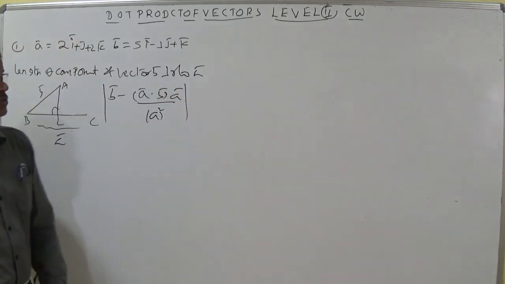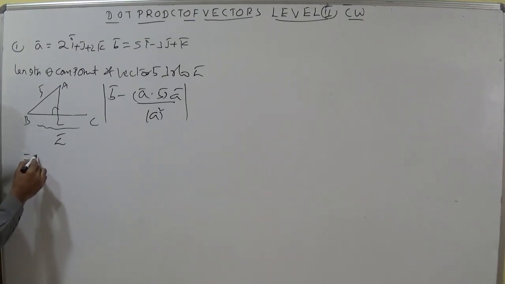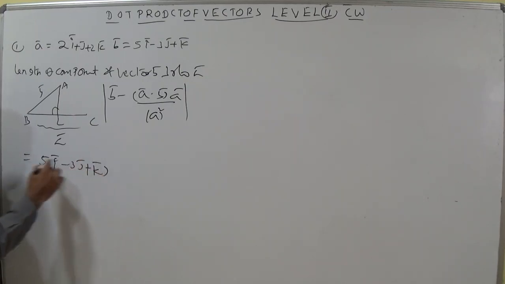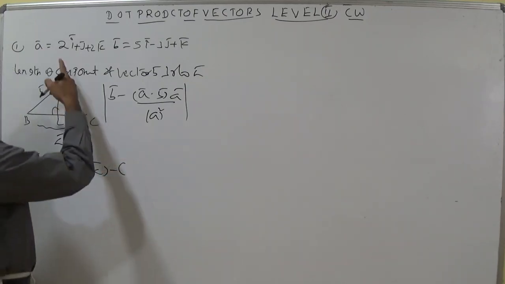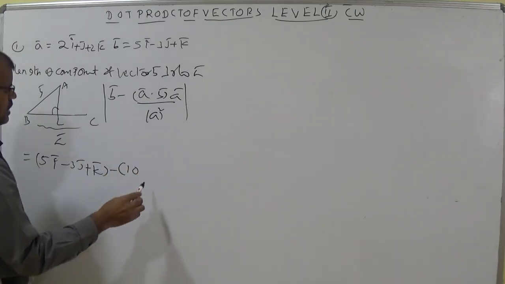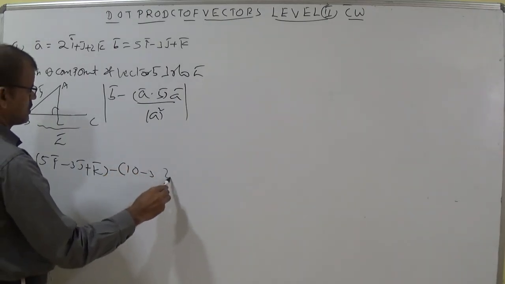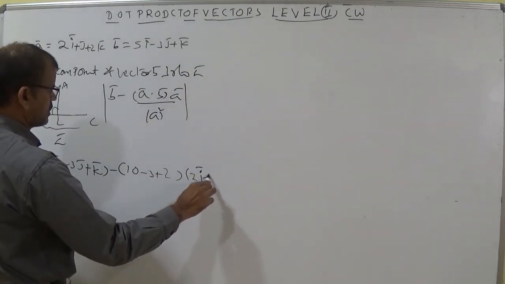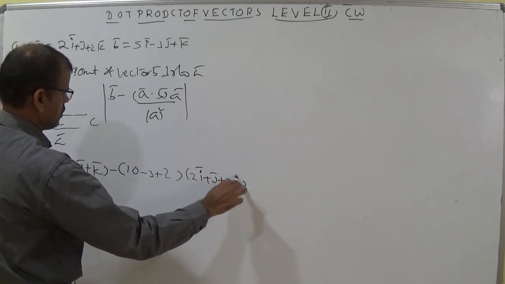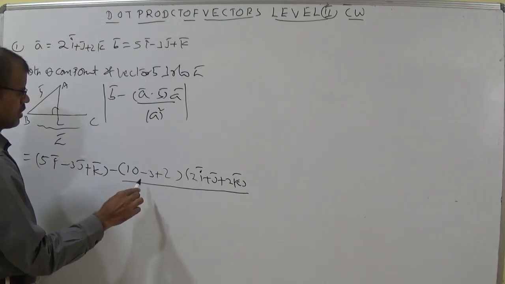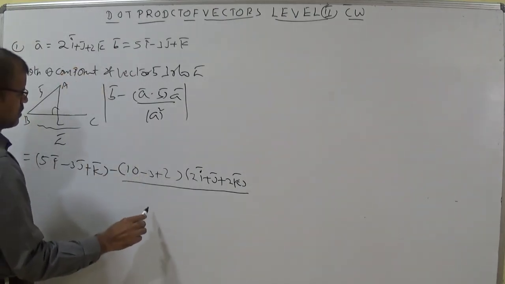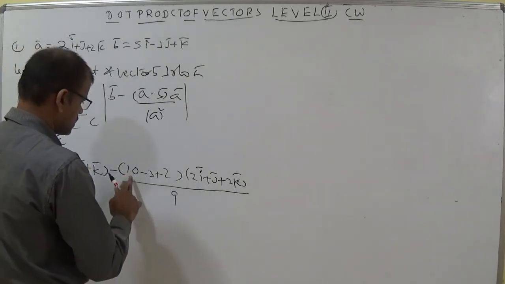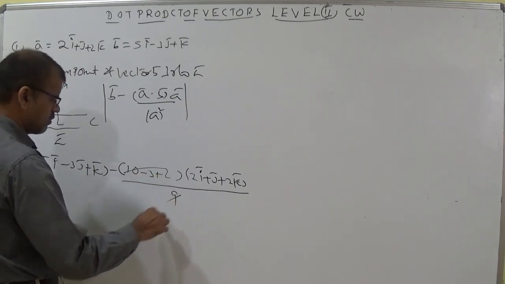Then you should calculate the overall modulus. B bar is 5i minus 3j plus k, minus A bar dot B bar, which is 10 minus 3 plus 2, multiplied by A bar, which is 2i plus j plus 2k, whole divided by mod A square. What is the value of mod A square? 4 plus 1 plus 4, it is 9. And 10 minus 3 plus 2 is 9, so 9 and 9 get cancelled.